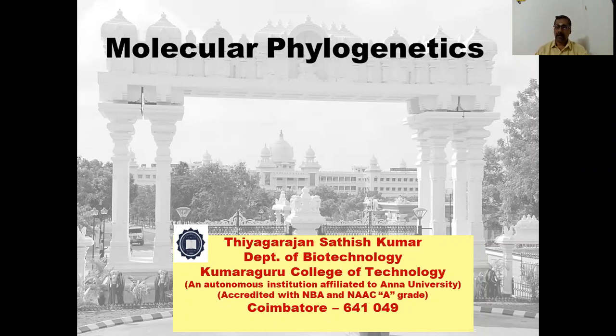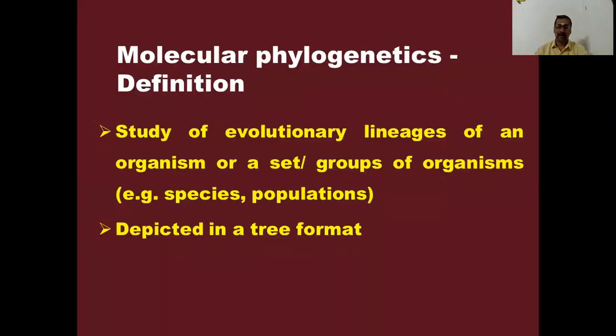Today, I am going to deal with the overview of molecular phylogenetics. What is the difference between conventional general phylogenetics and molecular phylogenetics? General phylogenetics uses external morphological characters to categorize or identify similar species, whereas molecular phylogenetics uses molecular sequences like protein sequences and polynucleotide sequences to identify the similar species.